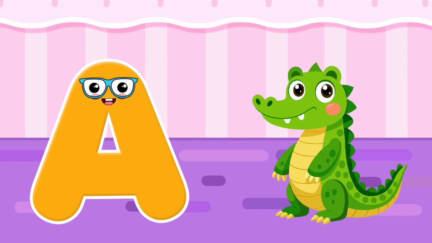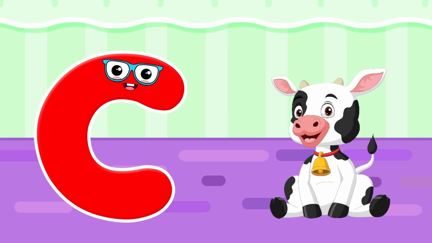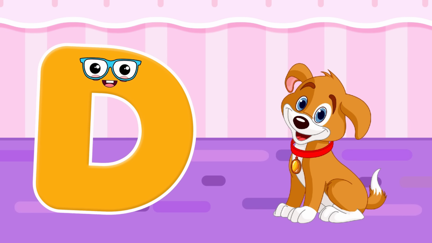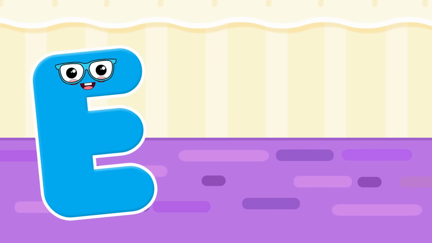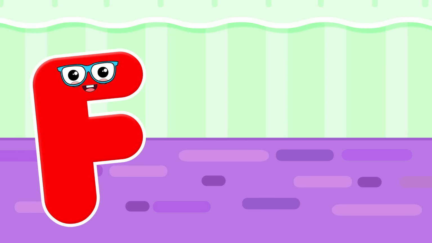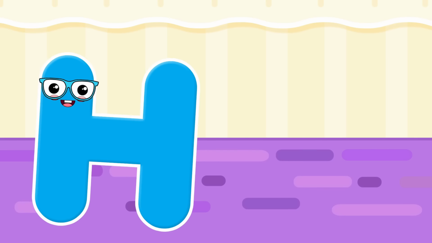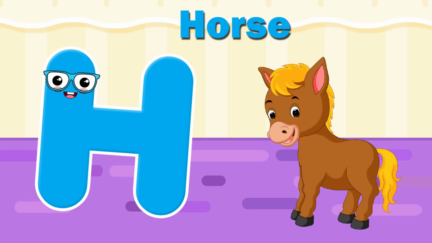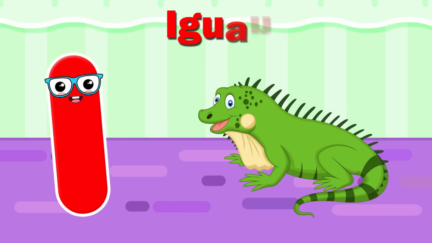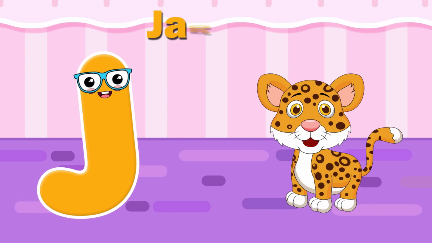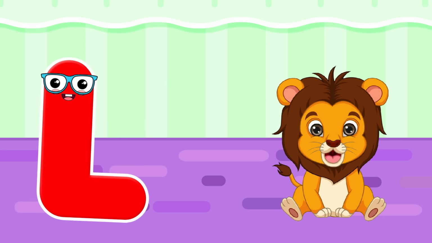A is for alligator. Alligator. B is for bear. Bear. C is for cow. Cow. D is for dog. Dog. E is for elephant. Elephant. F is for fox. Fox. G is for giraffe. Giraffe. H is for horse. Horse. I is for iguana. Iguana. J is for jaguar. Jaguar. K is for kangaroo. Kangaroo. L is for lion. Lion.